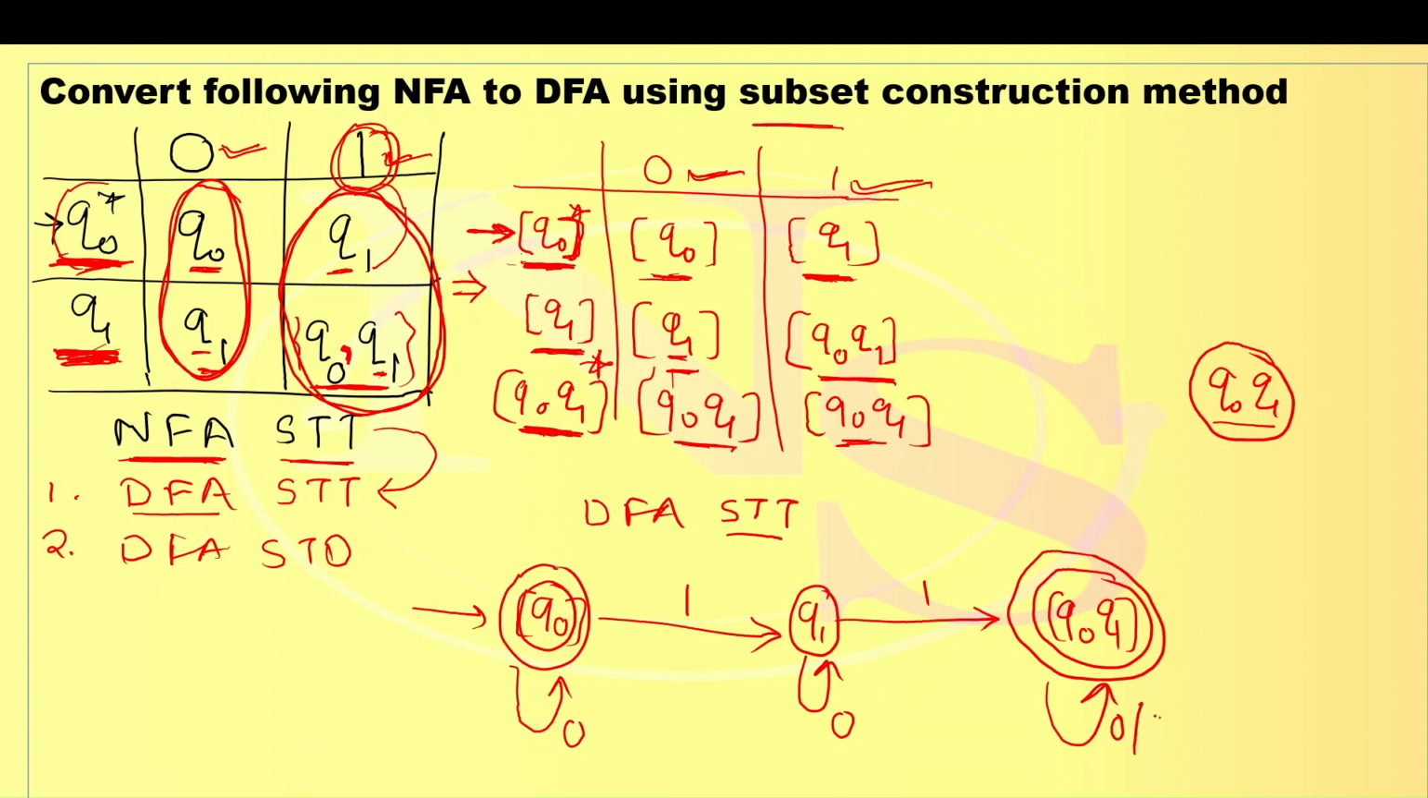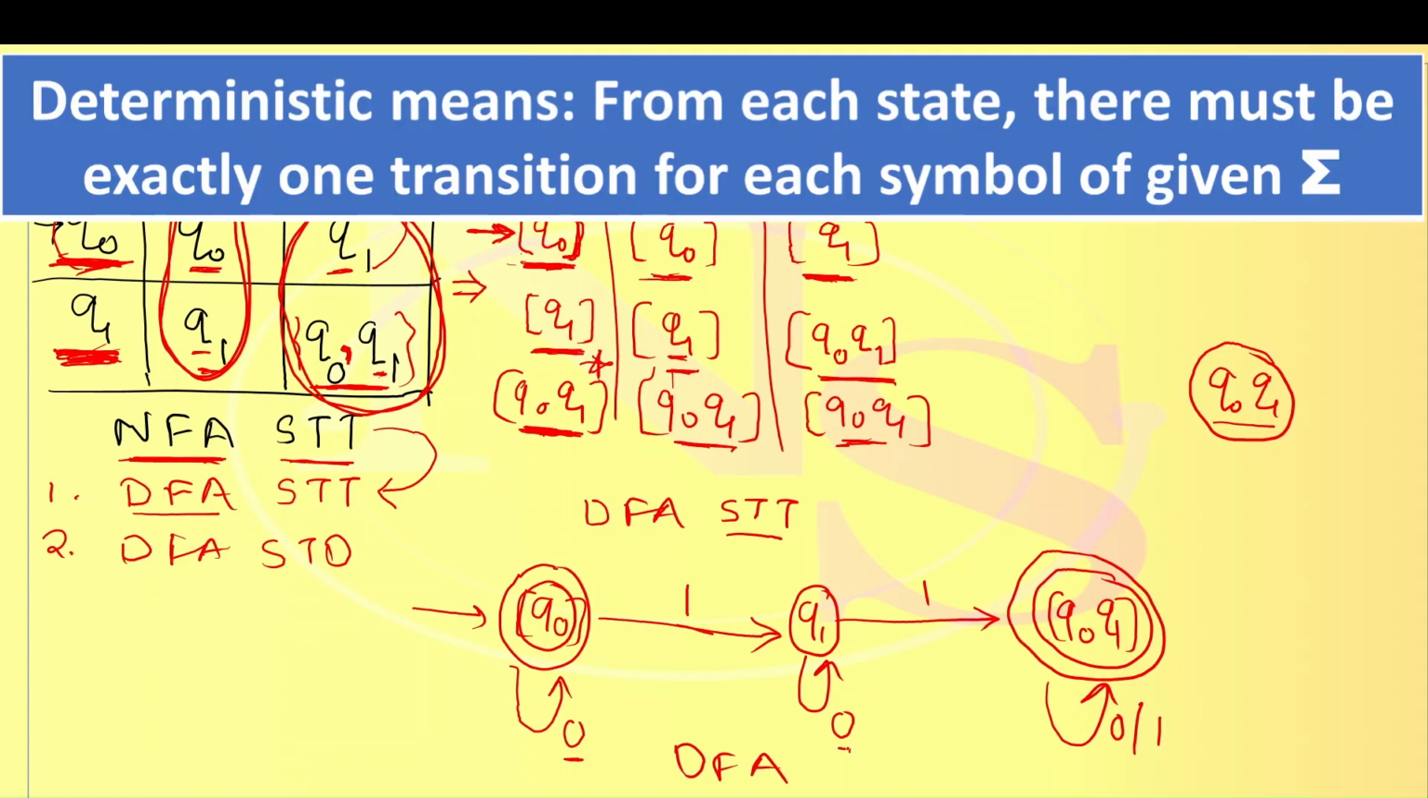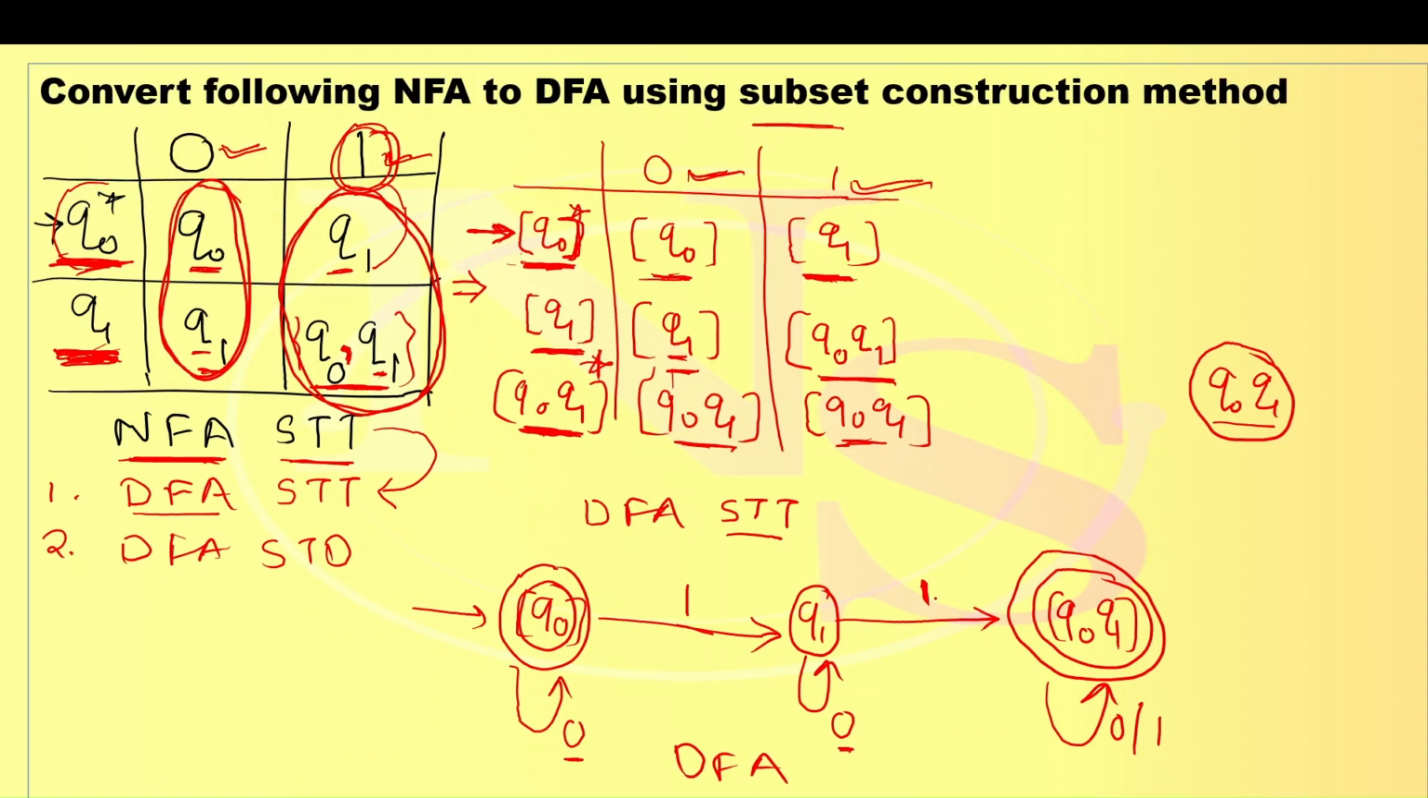So 0 oblique 1. If you observe this, this is our final DFA, deterministic finite automata. From q0 there is only one transition for 1 and only one transition for 0. Same from q1, one transition for 0, one transition for 1, and same here. But if we observe this NFA table, there are two transitions for 1 from q1, q0 comma q1. So we converted the NFA state transition table to a DFA state transition table like this, and from this we have converted this DFA. In the next section we will see one more similar example.